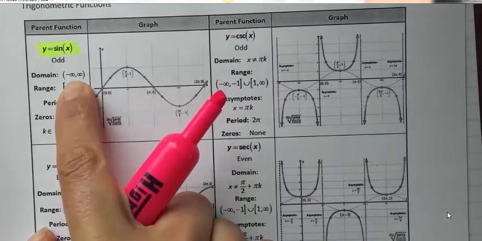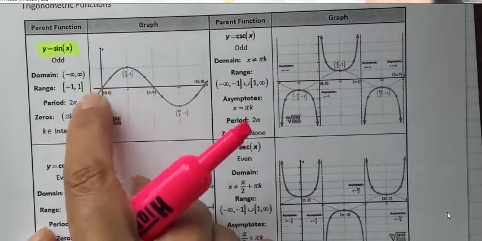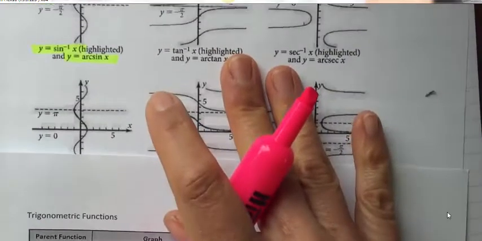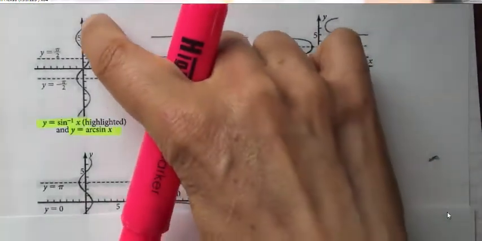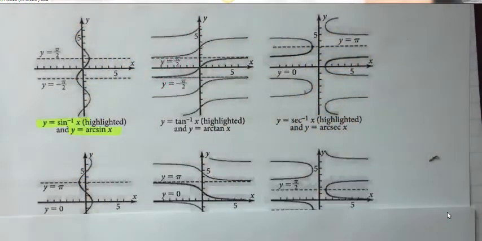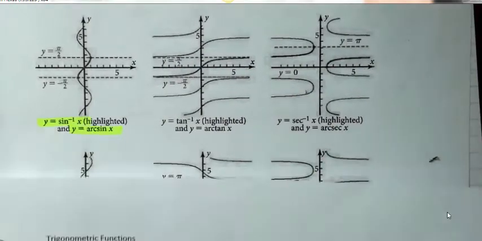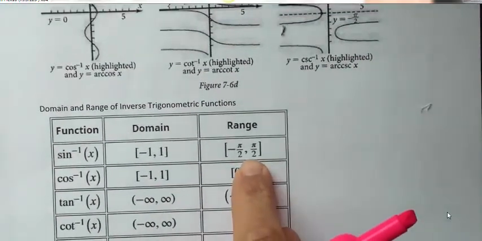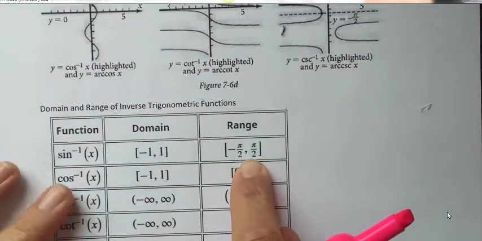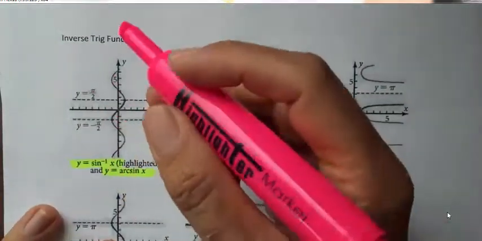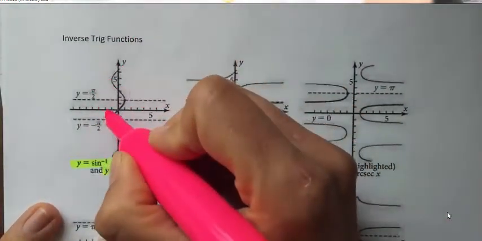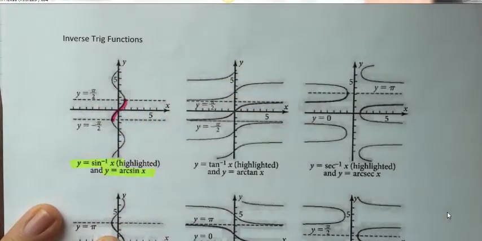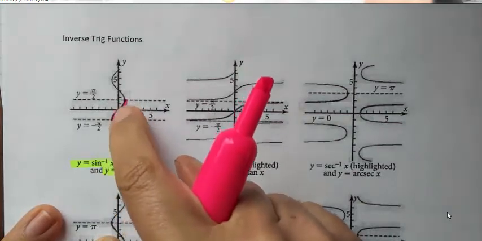So instead of having this domain in the original graph go from negative infinity to positive infinity, in which case in the inverse graph, this would just continue to go along that y-axis forever, what we do is we restrict that domain, which at this point is the range, and it goes from negative pi over 2 to pi over 2. So I'm going to highlight from negative pi over 2 up to pi over 2. Okay, so that is the principal branch.